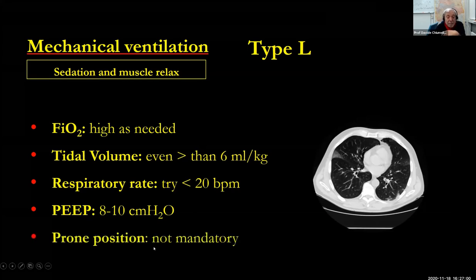And we say prone position is not mandatory. Okay, it does increase the PO2 sometimes, up to a certain level. When you put the patient back, everything returns to baseline. Prone position in terms of mortality is mandatory when it helps to distribute better the stress and strain. Here, stress and strain are not a problem.